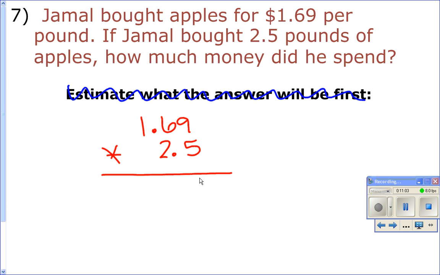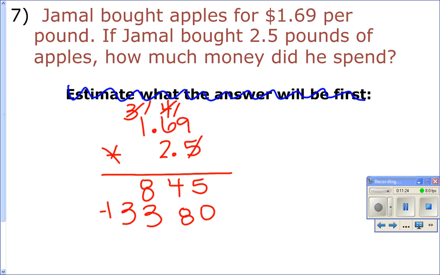9 times 5 is 45. 6 times 5 is 30, plus 4 is 34. 5 times 1 is 5, plus 3 is 8. 0 as a placeholder. 9 times 2 is 18. 6 times 2 is 12, plus 1 is 13. 2 times 1 is 2, plus 1 is 3. Add it together. Get 5. 8 plus 4 is 12. 3 plus 1 is 4. To move the decimal, it goes 1, 2, 3 times.